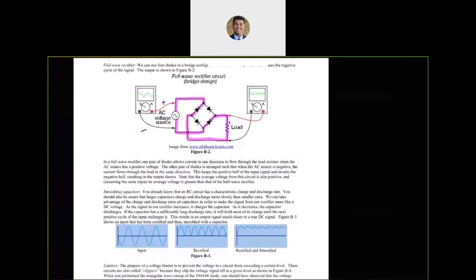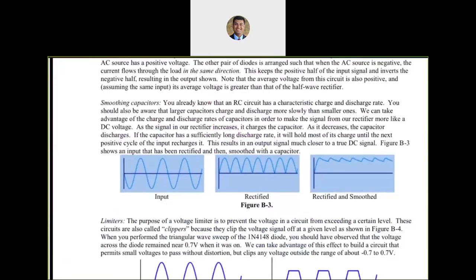So if I give it an input that looks like this, because I'm not eliminating any half cycle, positive or negative, I'm seeing both positive and negative on the output side. With that configuration across the load resistor, I'm going to observe a waveform that looks like this.